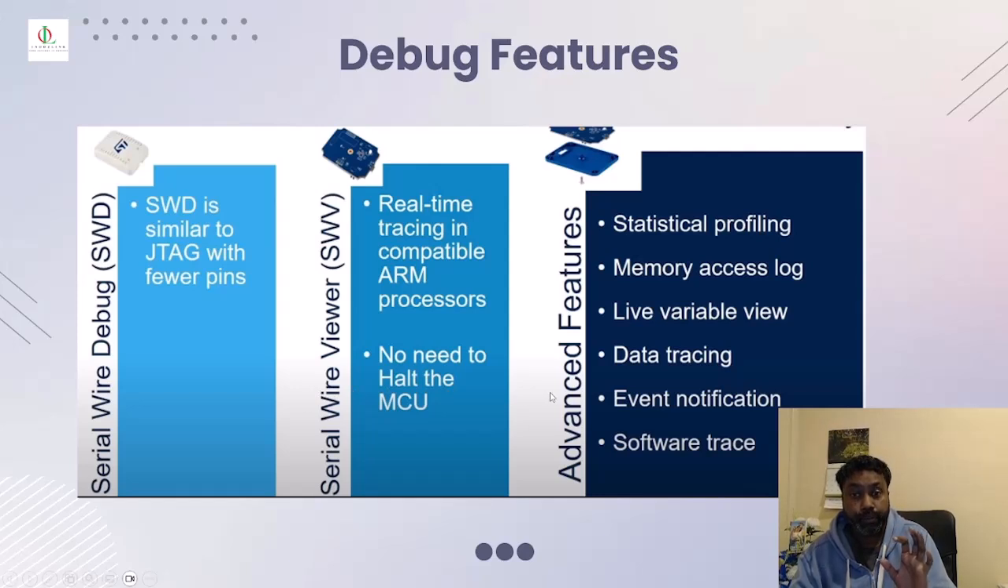And to sum up, the advanced features are the statistical profiling, the memory access logs, the live variable view, the data tracing, and the event notification. If something the IDE wants you to do, it will notify you. And also the software trace. If you have different versions of your software, this has a feature to let you know what the previous versions are. So these are all really handy features to have.